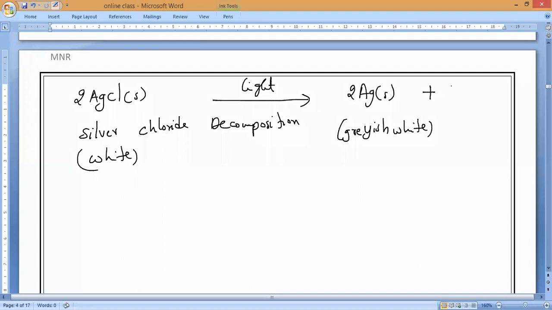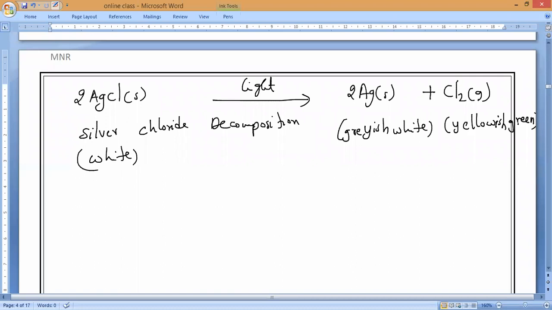Understand? It will give you chlorine gas. But how the chlorine gas? What is the color of the chlorine gas? Yellow. Understand? Yellow green we can say. So the color of the chlorine gas is yellowish green. Actually not yellow, yellowish. Yellowish green we can say. So this is what we are using.